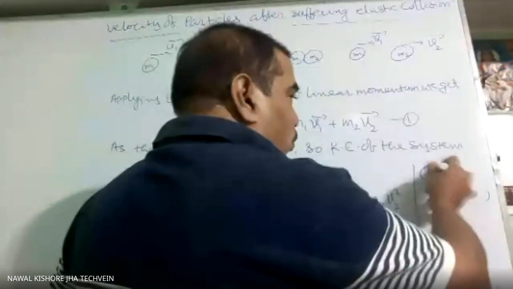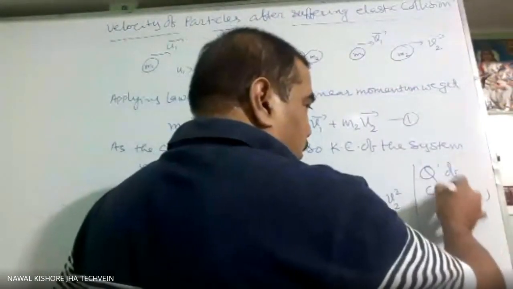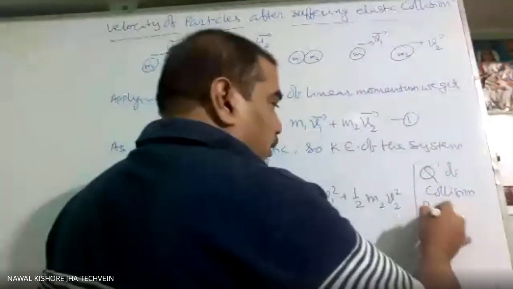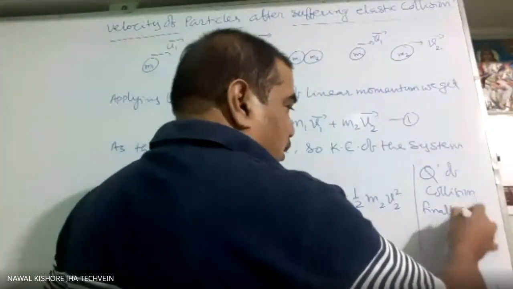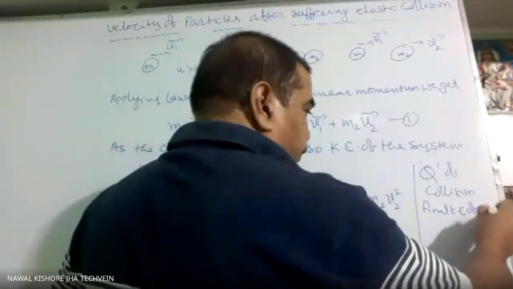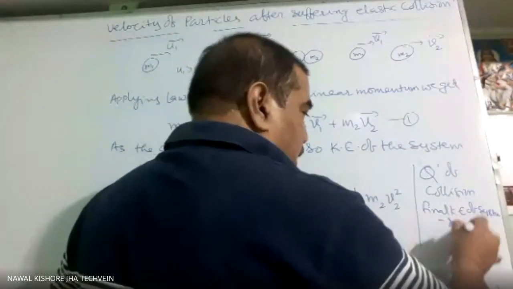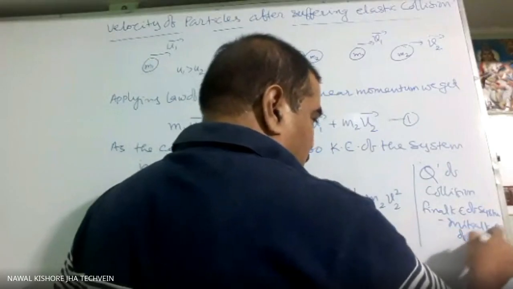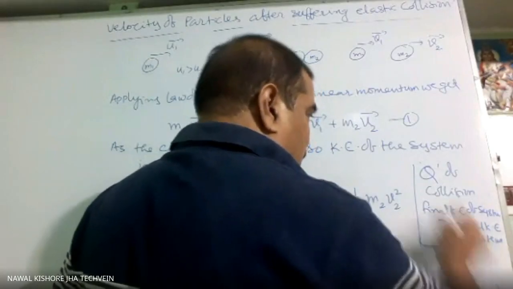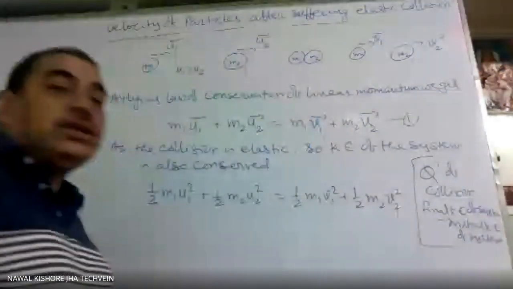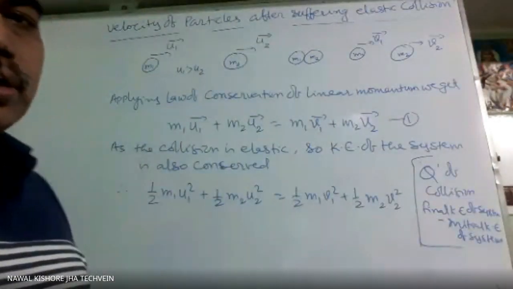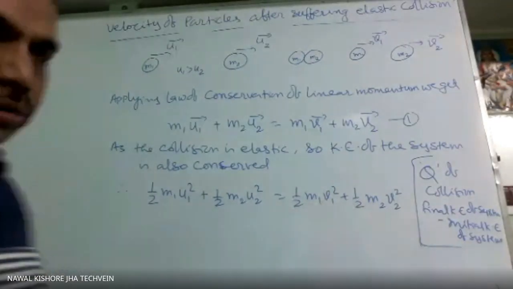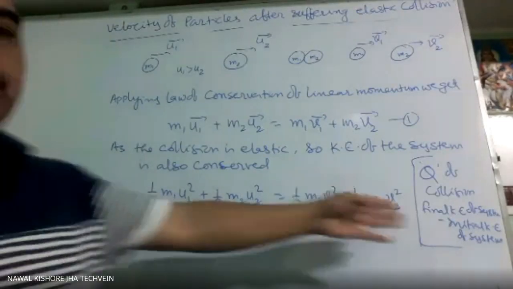So this Q of collision, that is final kinetic energy of system minus initial kinetic energy. So this Q will be 0 for elastic collision. Q will be negative for inelastic collision, where final kinetic energy will always be less.